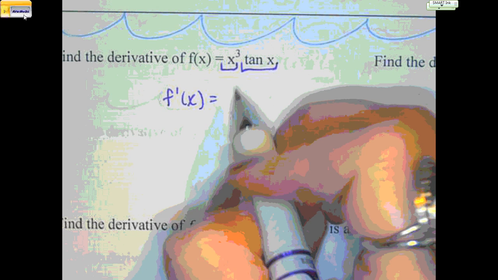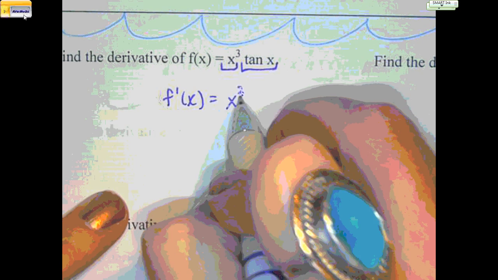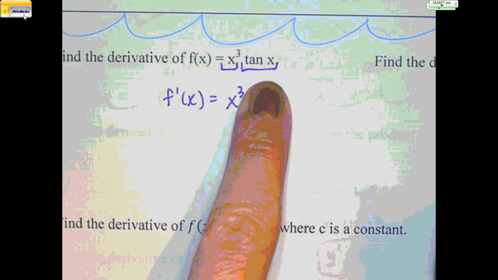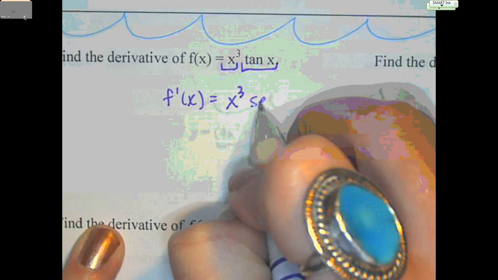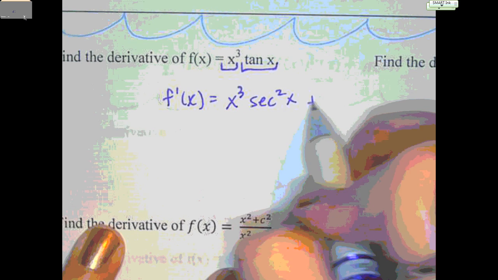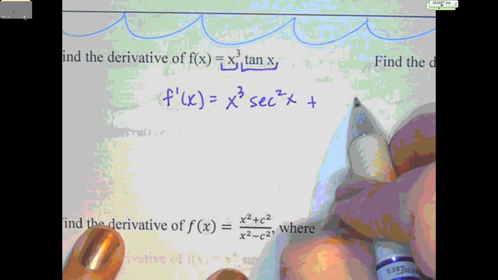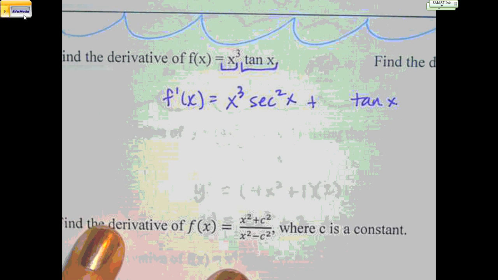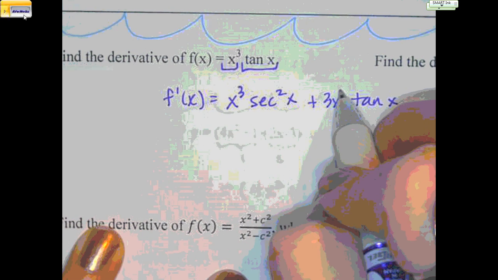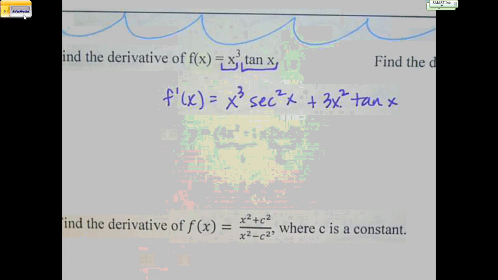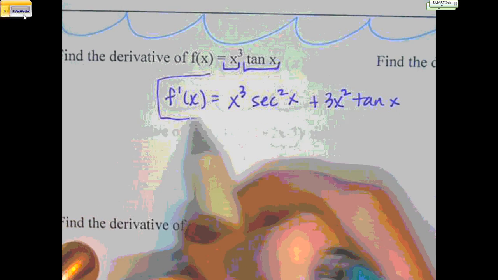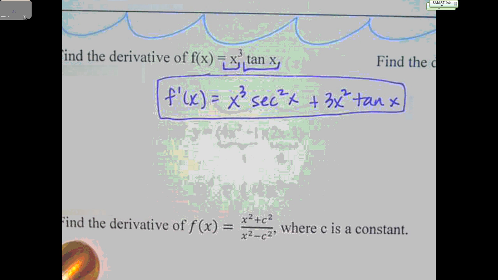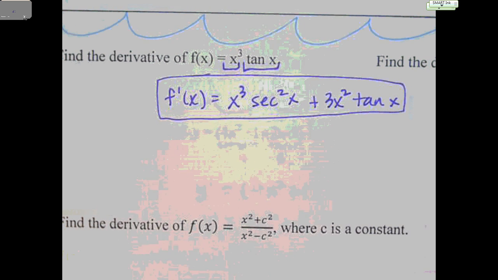So the derivative of f of x is the first function times the derivative of the second one. Well, you've got a little cheat sheet in front of you. Tangent is secant squared x. So secant squared x, plus the second function times the derivative of the first. So 3x squared. And that's all you can do with it. Nothing fancy. That's it. Does everybody know how we got there? Okay.